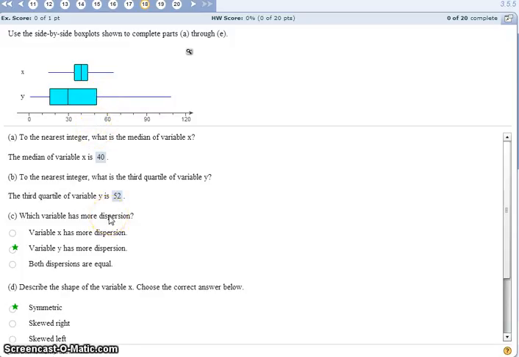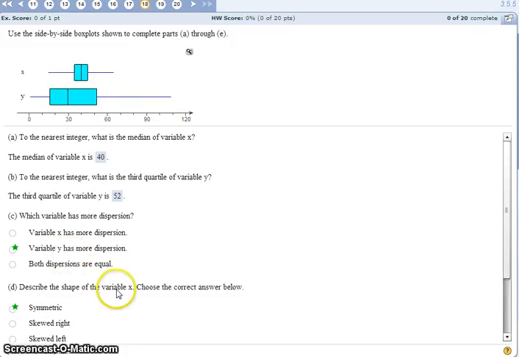Which has more dispersion? Which is spread out more? Well, look at Y. So the quartiles between 1 and 3 is spread out more, but then also all the extra data is really spread out as well. You see how long these lines are coming out. The bottom 25% and the top 25% are both really spread out. So Y definitely has more dispersion.